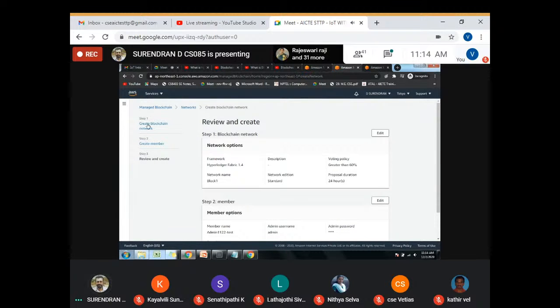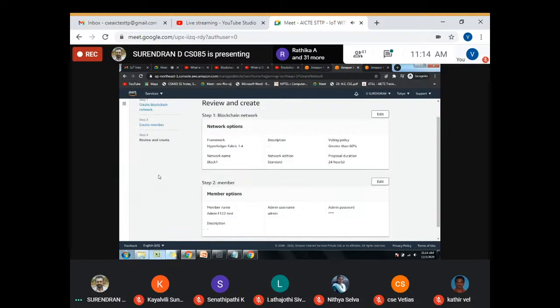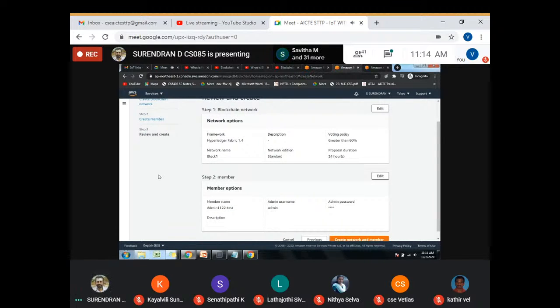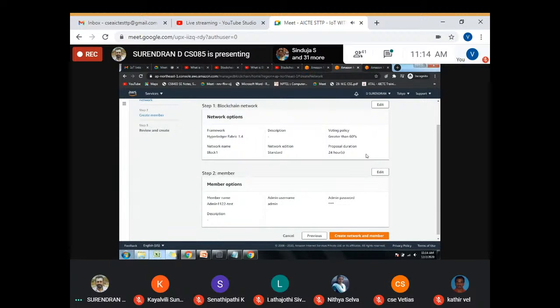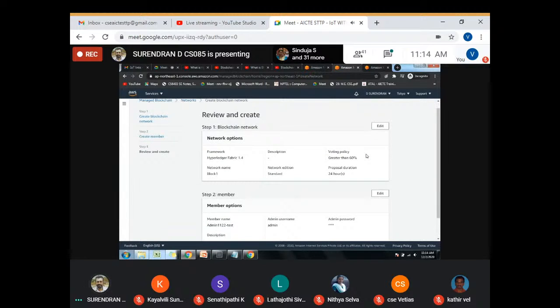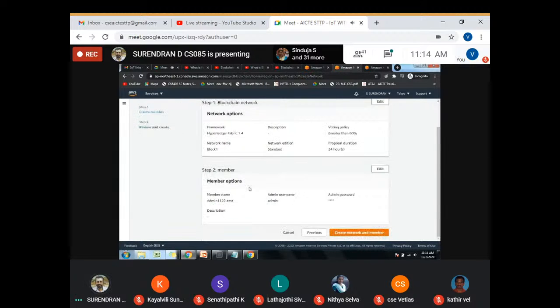The first step you created a network, the second step you created a member. You need to have a minimum of one member, and then you're just going to review and create. So step 1, the blockchain network, is done. Now here it says the voting policy is greater than 60, the proposal duration is 24 hours, where you can edit. The member option, I created with the member name and admin password. Please take a note of the admin password and then create the network and member.